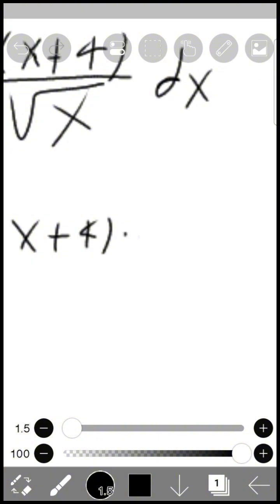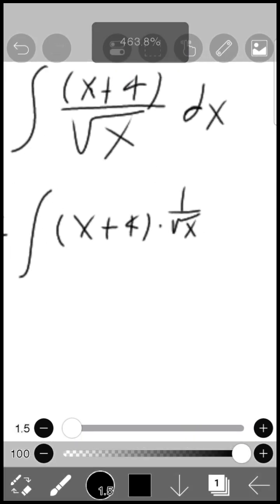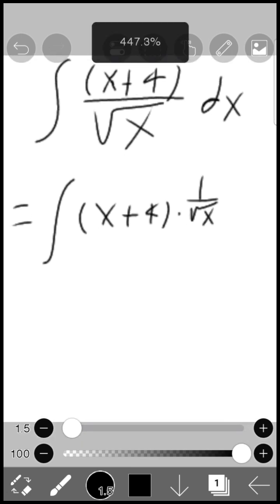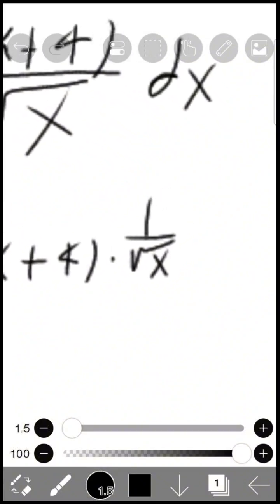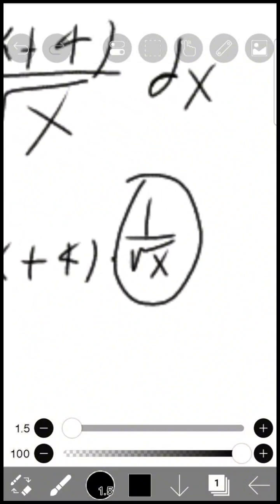so multiply this by 1 all over square root of x. Now, as you can see, we have split this into a product of two terms, which is x plus 4 times 1 all over square root of x. Now, let's apply the laws of exponents to this specific term, which is 1 all over square root of x.